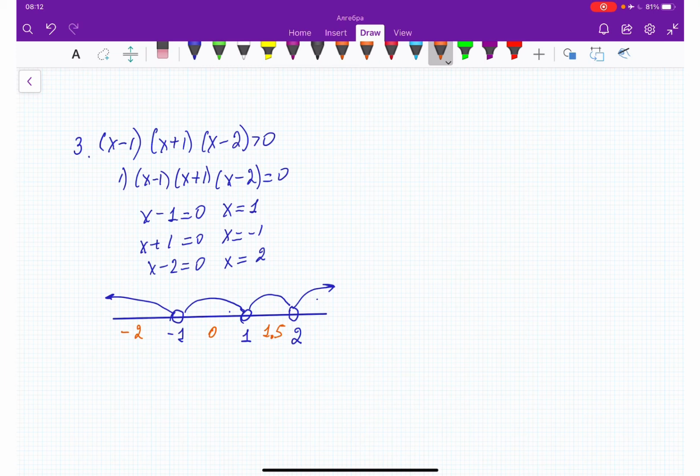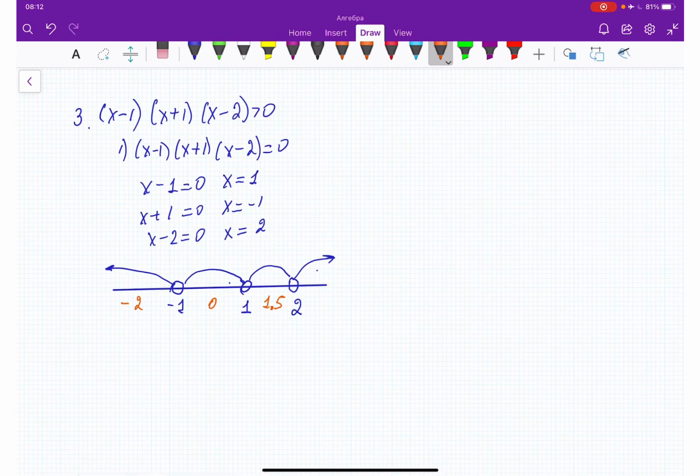But we don't need to multiply all the way through. All we have to figure out is if it's going to be positive or negative. Okay, let's go. x is equal to negative 2. So what do we get? Negative 2 minus 1, negative 2 plus 1, negative 2 minus 2. So this is negative, this is negative, this is negative, so it's going to be less than 0, negative.